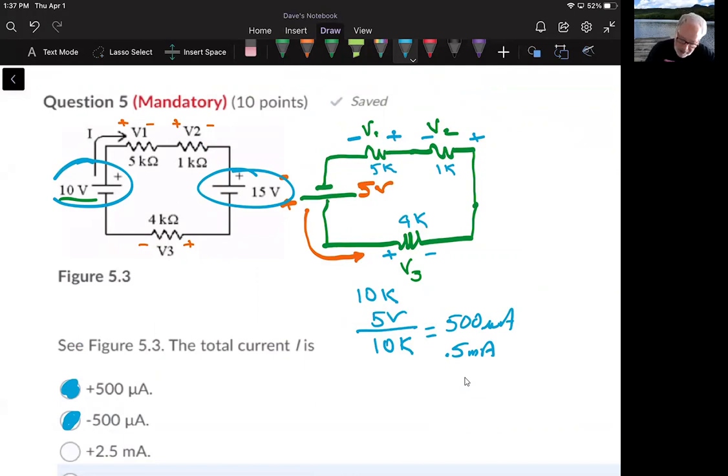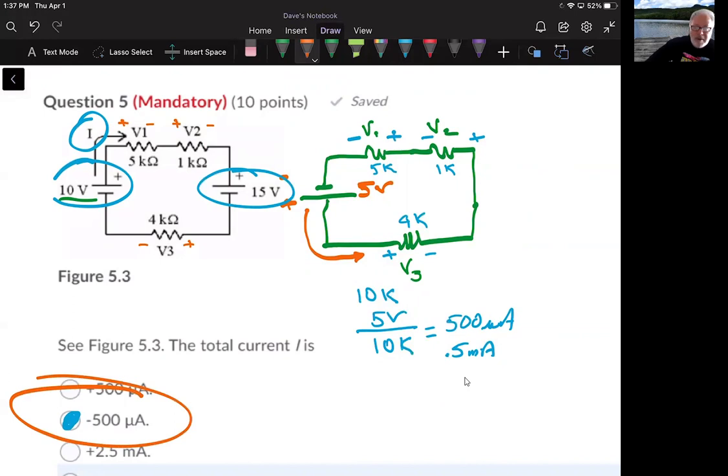You have to go back to your original equation. And based on the original equation where he's saying I is in this direction, we know it's really not that direction. So if I had to pick one of these, then I'm going to say that my answer is minus 500 microamps.